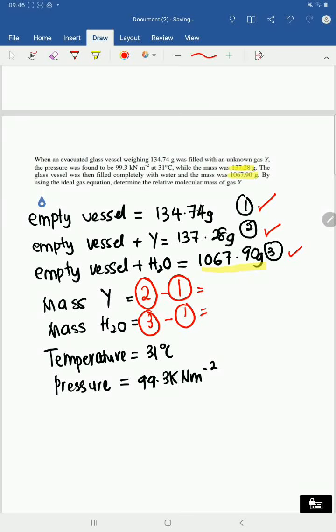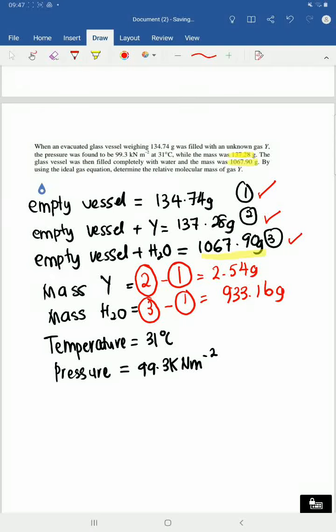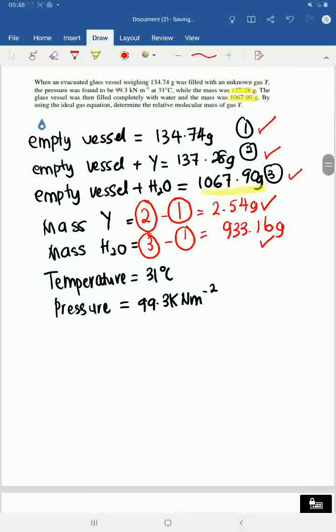Try to press your calculator now. You will get the mass of gas Y is actually just 2.54 gram, and the mass of water is actually 93.16 gram. The question asks you to calculate the relative molecular mass of gas Y. That means you are going to use the ideal gas equation and convert it to the formula of molecular mass. In order to use that equation, you need to make sure all the values, mass, temperature, pressure, and volume, are in standard units.